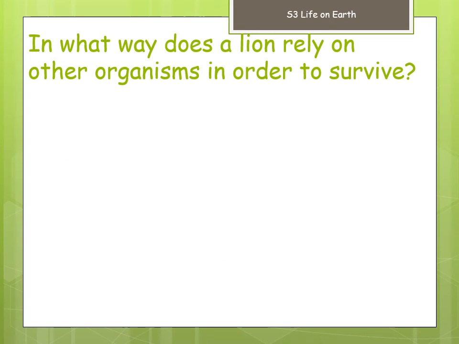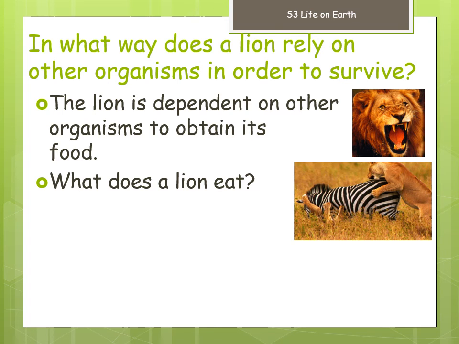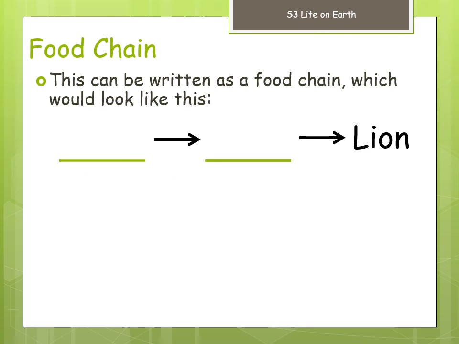To give you an example, in what way do you think a lion relies on other organisms to survive? The simplest one is to obtain its food. So, what does a lion eat? Now, you might have a few different options, but we're going to go with a zebra. There's live action of it. But again, zebra, what does a zebra eat? A zebra is going to eat grass. And where does the grass get its energy from to pass on to the zebra, to pass on to the lion? So this is an example of a food chain.